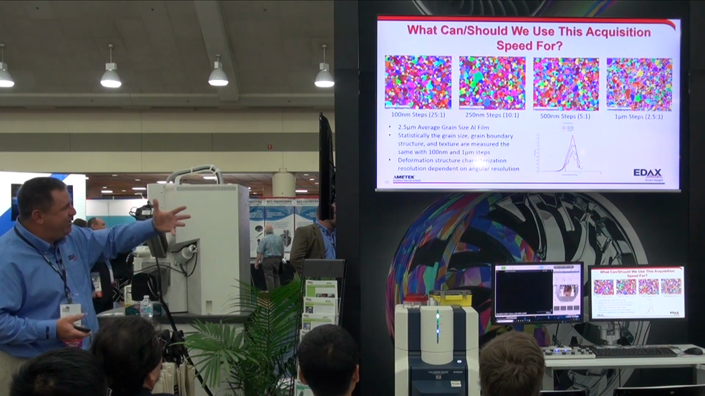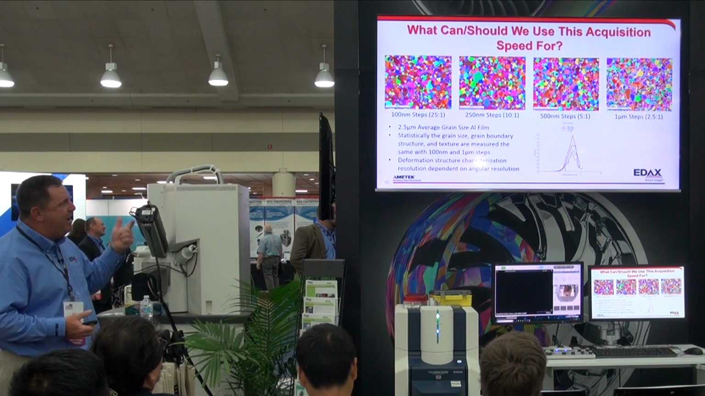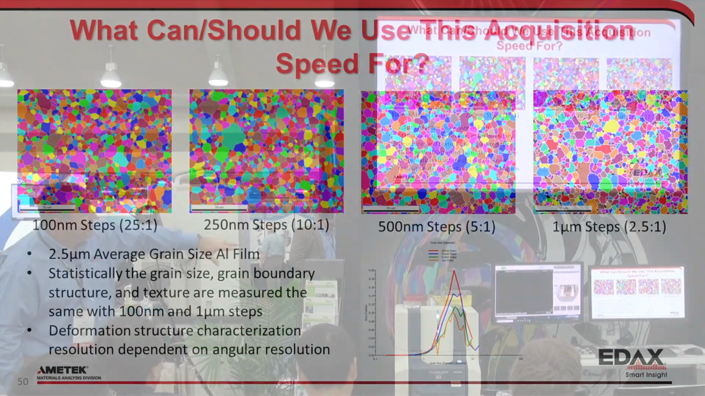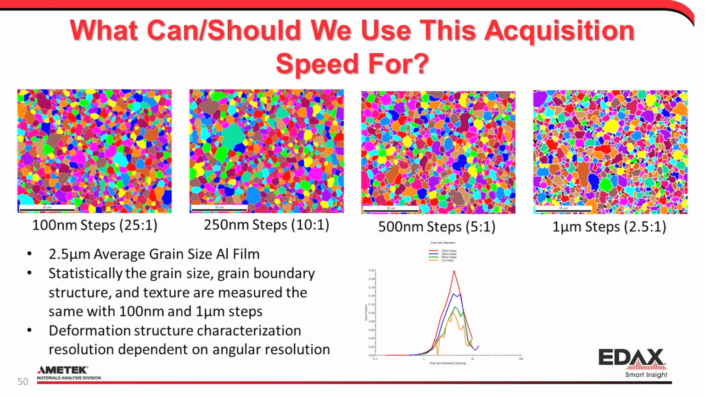But if we look at it statistically in terms of texture, grain boundary structure, grain size, we're still pulling out a lot of the same data. If we're trying to measure deformation structure, then it becomes important to put that sampling grid along the deformation gradient, but that's dependent on what spatial scale your gradients are. But I think it's an important question, and I don't know if there's a clear answer.